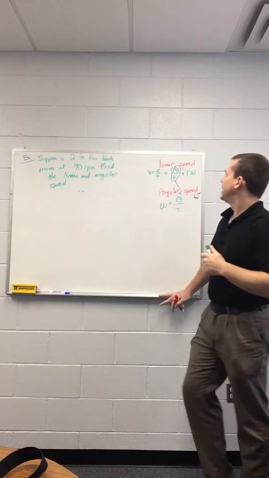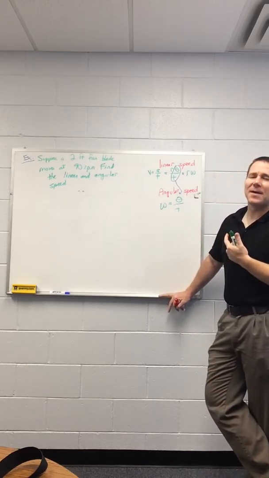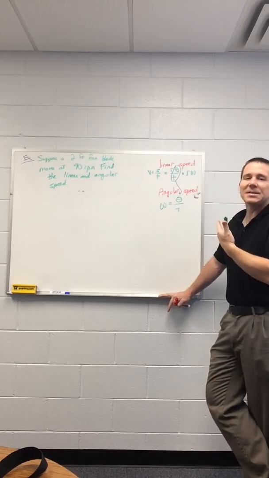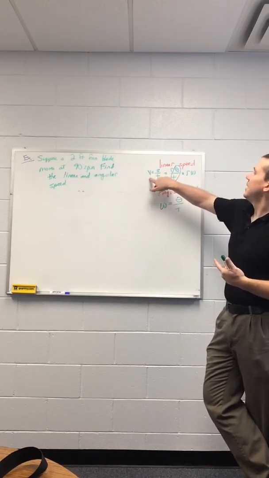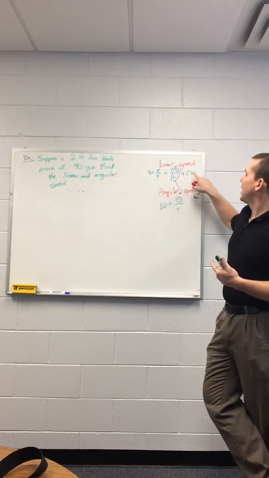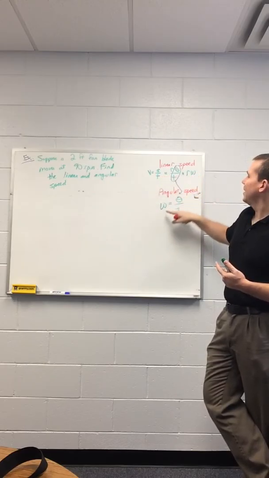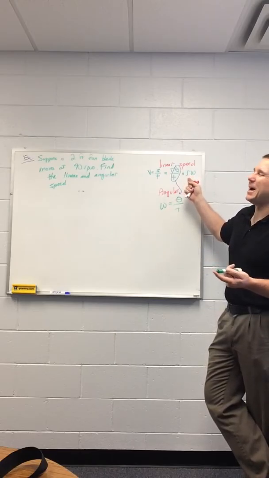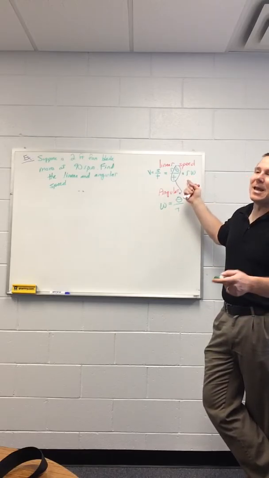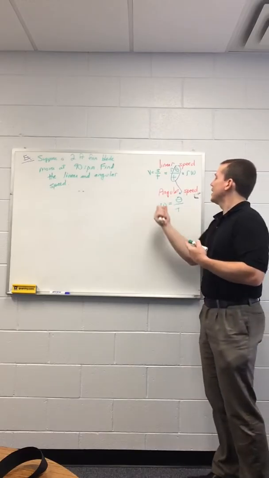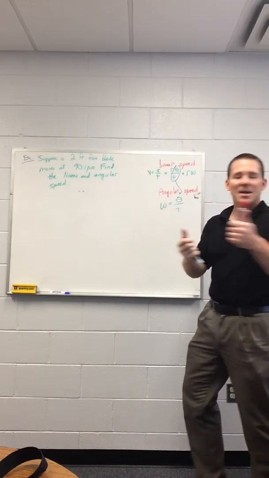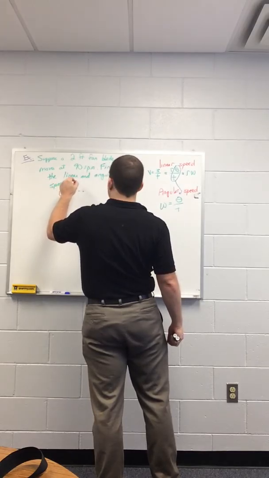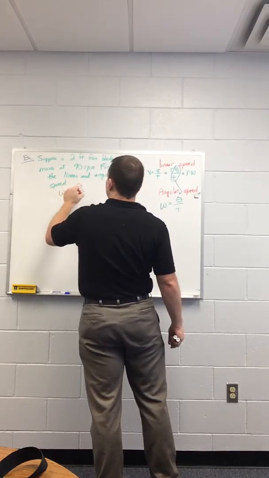Well, let's see. As far as it goes, we want to find both of them, but at least in this case, given that the linear speed formula comes from the angular speed formula, once I know the angular speed, I can just plug it in and multiply it by r, and I'll get my linear speed. So we're going to try to find the angular speed first. For our angular speed, omega equals theta over t.